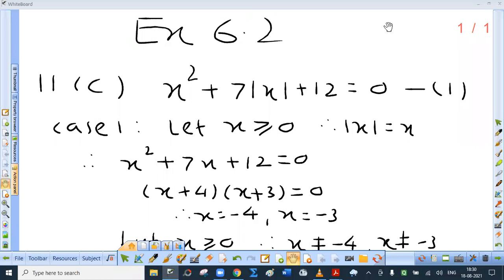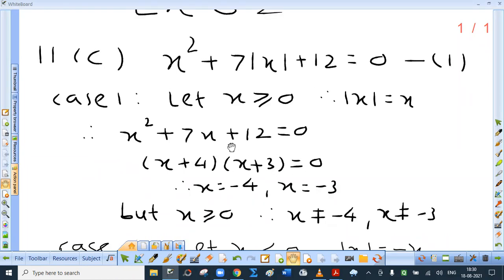Exercise 6.2, 11th C part. This is an interesting sum. Solve the equation x square plus 7 mod x plus 12 equal to 0. Now we have to consider two cases. Let x be non-negative, that is greater than or equal to 0. For that, mod x is x. So equation becomes x square plus 7x plus 12 equal to 0.